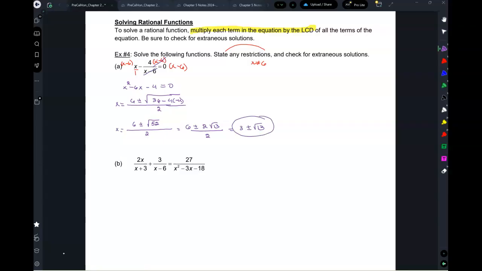And because the only thing that is not in the domain is 6, and none of these answers are 6, you're good to go. So that's it. We did this in algebra 2. Nothing new here.